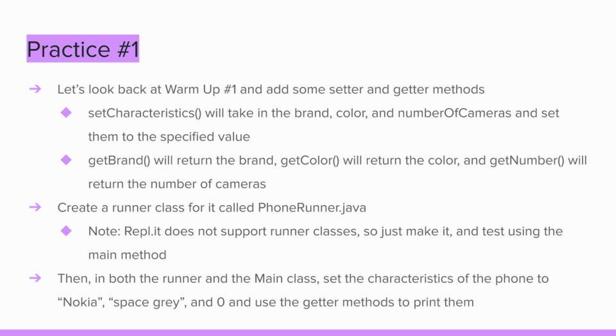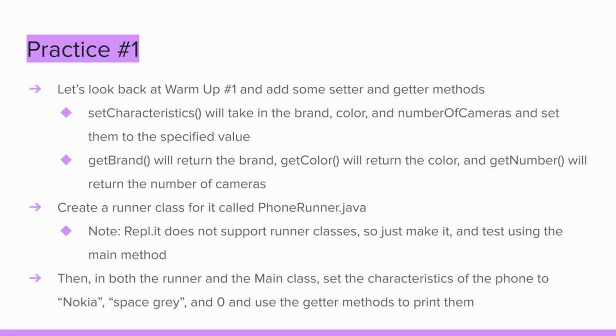Let's do some practice problems. We have 2 for today. Bring up your code from warm-up 1. We're going to add some setter and getter methods. We'll make one setter method for all of the characteristics called setCharacteristics. Then we'll take in the brand, color, and number of cameras of our phone. Then we'll make a separate getter method for each of the characteristics.